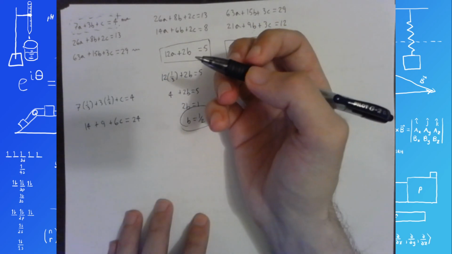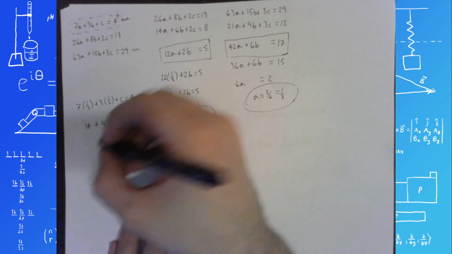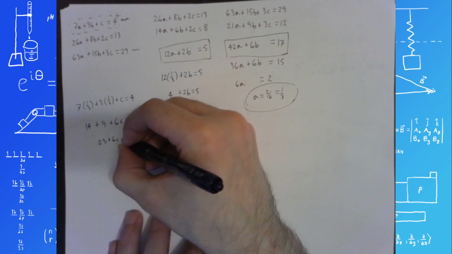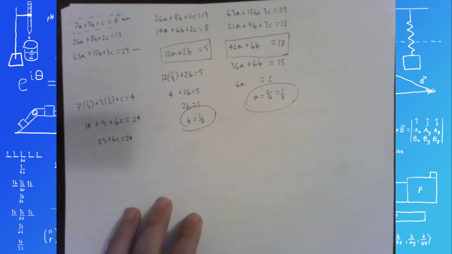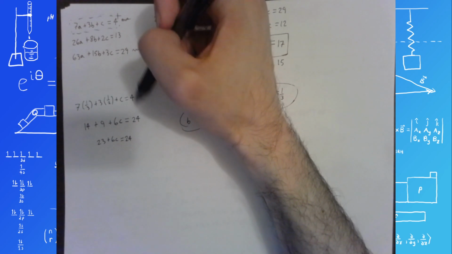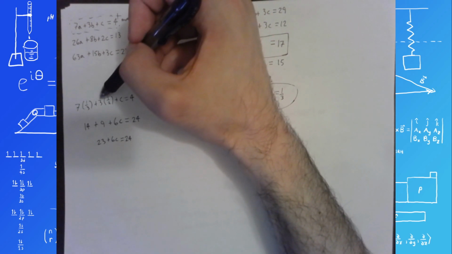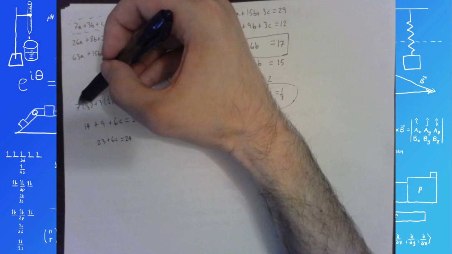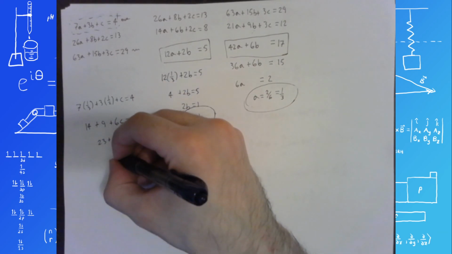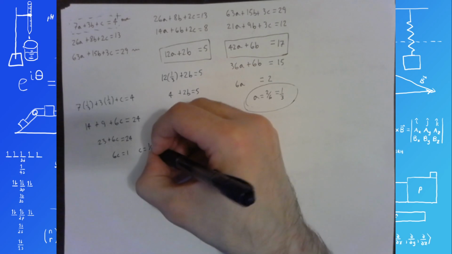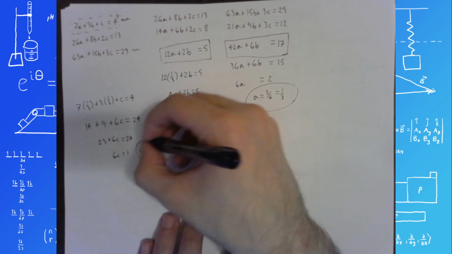Okay, 14 plus 9 is 23. 23 plus 6c equals 24. And let me double check my math. So we multiplied everything by 6. 6 times 4, 24. 6c. 18 times a half is 9. And 42 divided by 3 is 14. Okay, that all checks out. Subtract 23, and I get 6c is equal to 1. c is equal to 1/6. This does look like the right number.